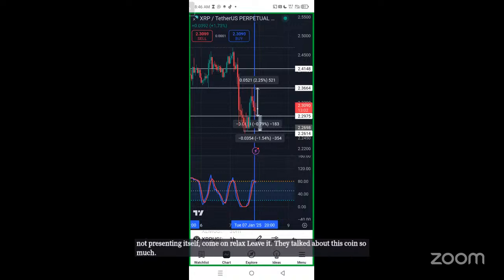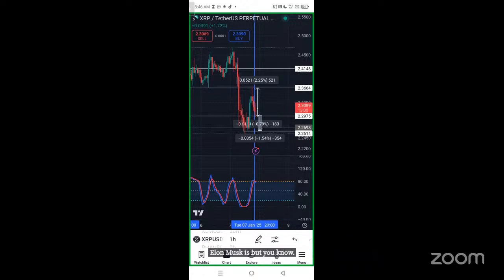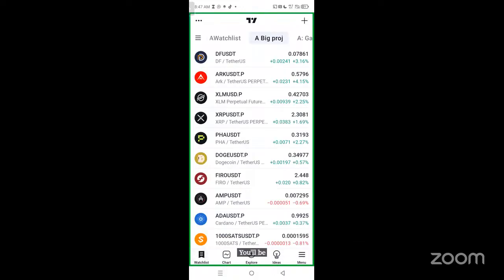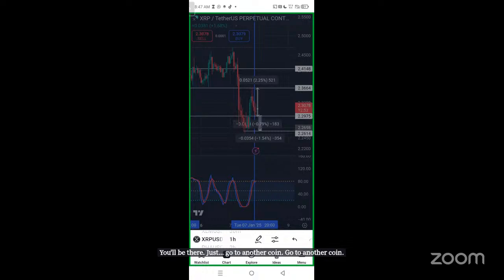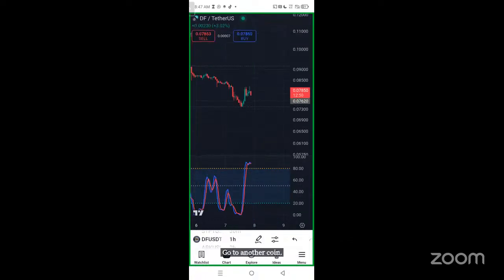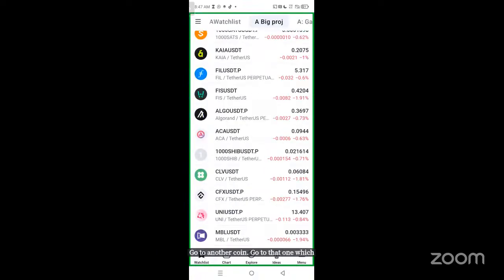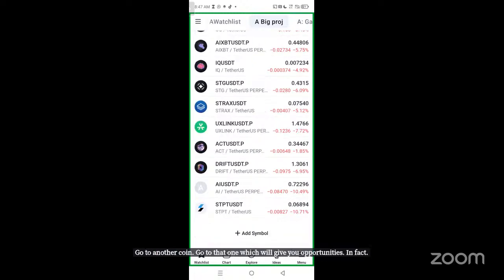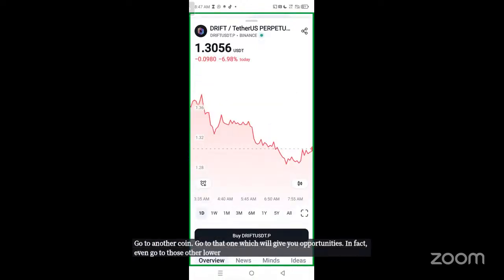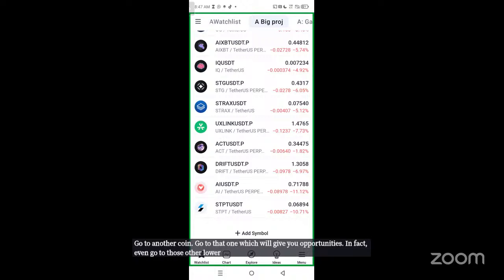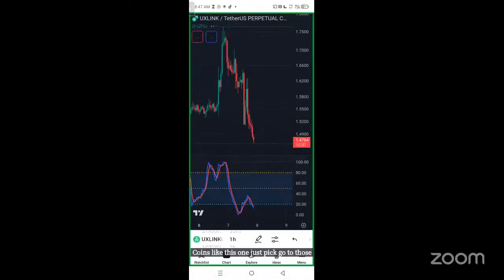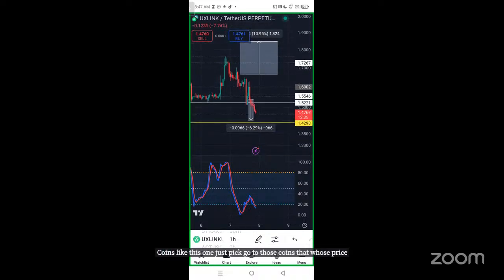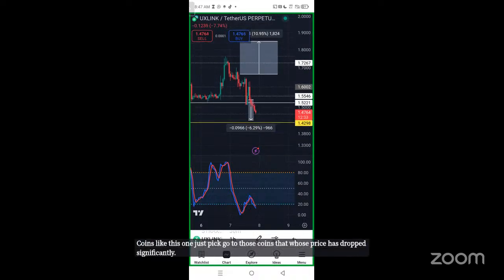Elon Musk is a fan of this coin. I know he will pump it." You be there. Just go to another coin. Go to that one which will give you opportunities. In fact, even go to those other lower coins like this one. Just go to those coins whose price has dropped significantly. Yeah, those are the coins.